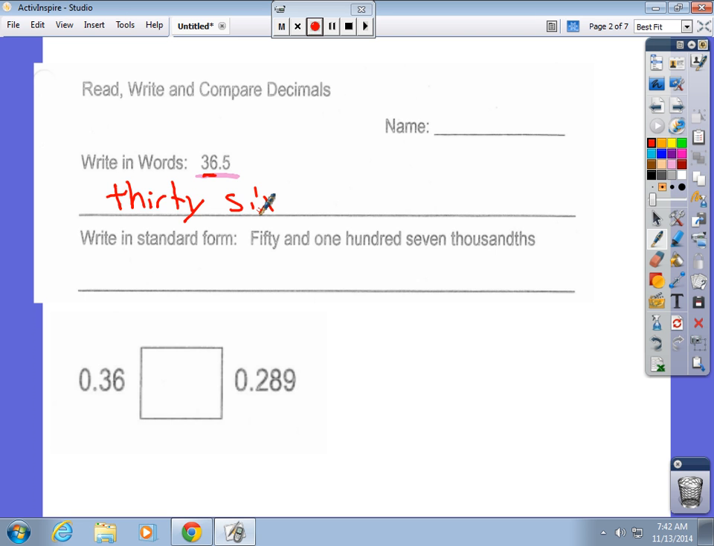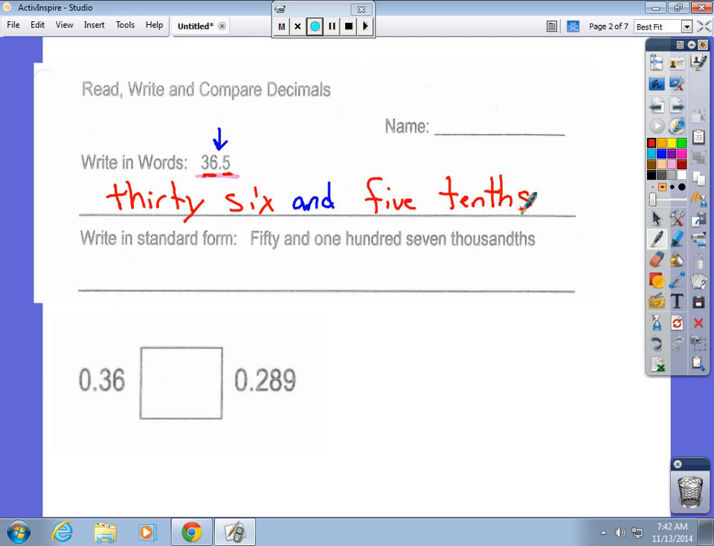And then I see my decimal right there, and decimal in math means and. So 36 and then after the decimal, I have 5 in the tenths place. So it'll be 5 tenths. Very simple. If you can read that, you can write that.